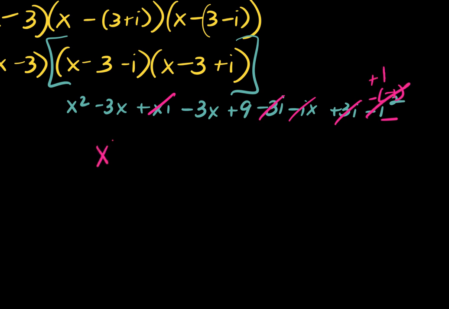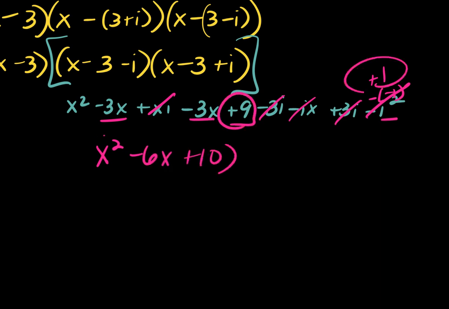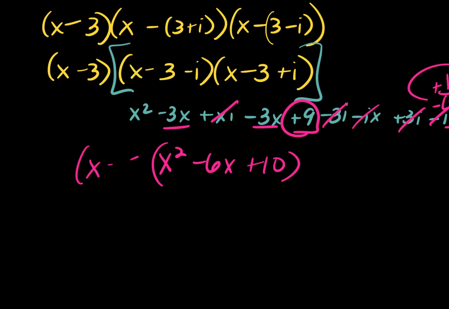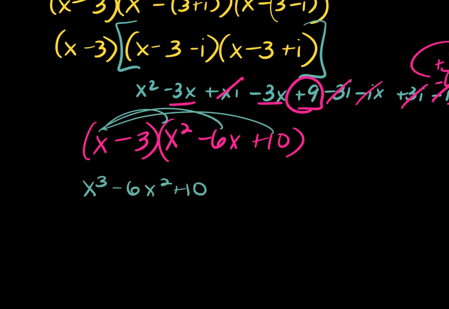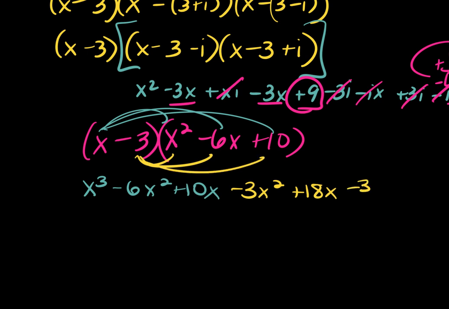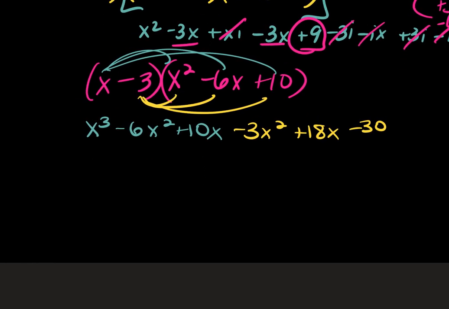So I get x squared minus 6x plus 10 times x minus 3. And then we FOIL that out, or multiply it out. x to the third minus 6x squared plus 10x minus 3x squared plus 18x minus 30. And combine your like terms.